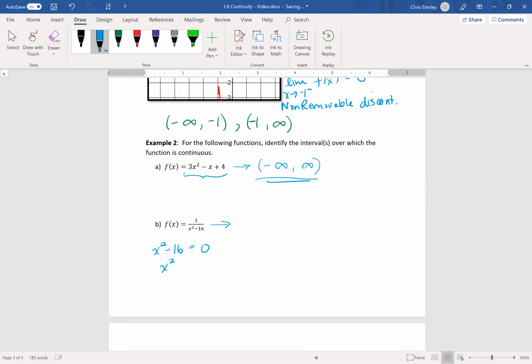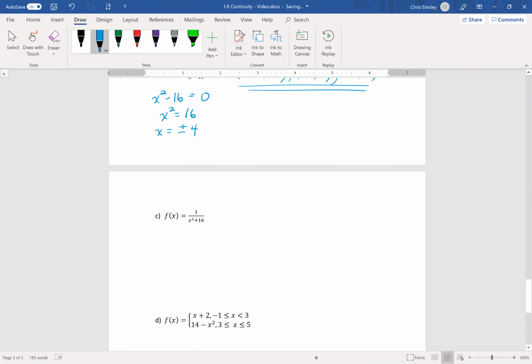If I add 16 to both sides and then take the square root, don't forget when we do square root, we always throw in the plus or minus. So this function has a domain of all real numbers except positive 4 and negative 4. And that means that this function is continuous over all real numbers except positive 4 and negative 4. So this function is continuous from negative infinity to negative 4. It's continuous from negative 4 to 4, and it is again continuous from 4 to infinity. So it turns out the intervals over which it's continuous are really the same as the intervals of its domain.